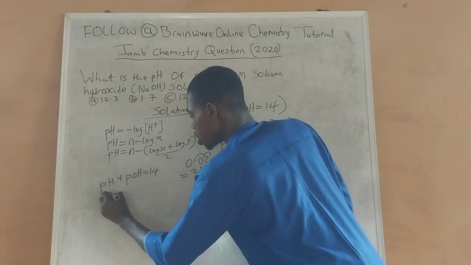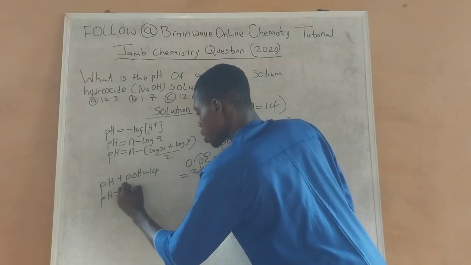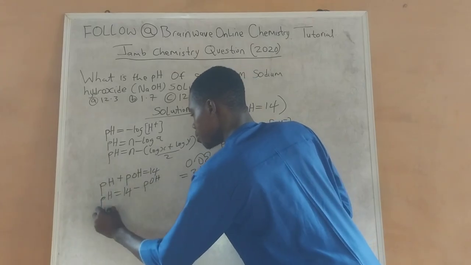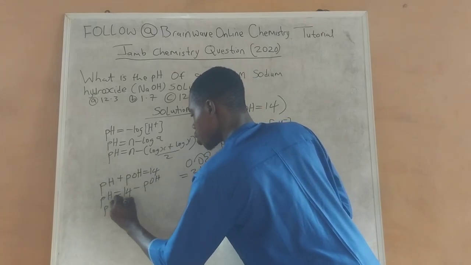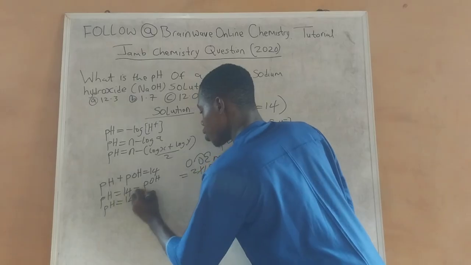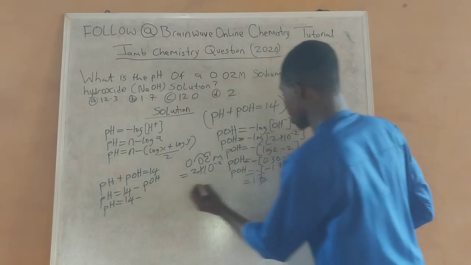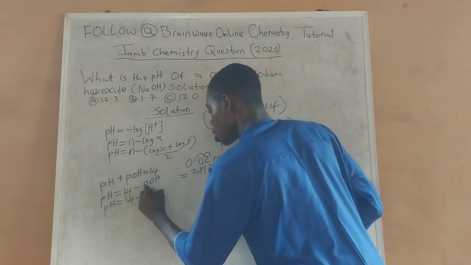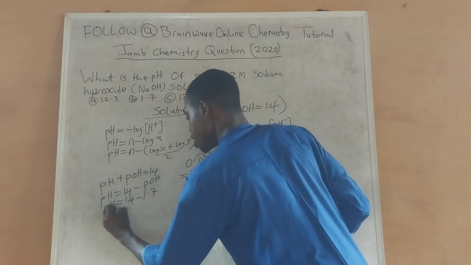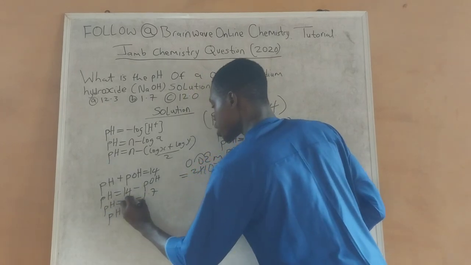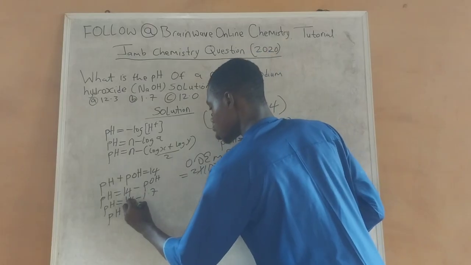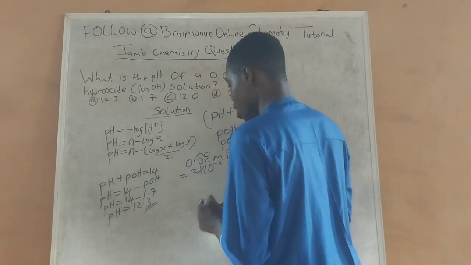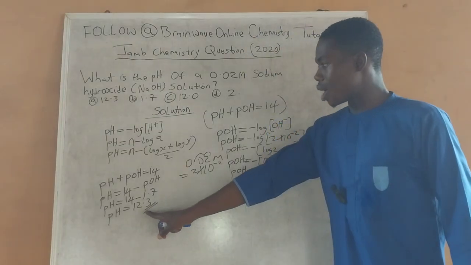So, pH is equal to 14 minus pOH. Now, pOH has the value I calculated, which happened to be 1.7. So, pH is equal to 14 minus 1.7. We are going to get 12.3. So, this is our final answer for our pH.